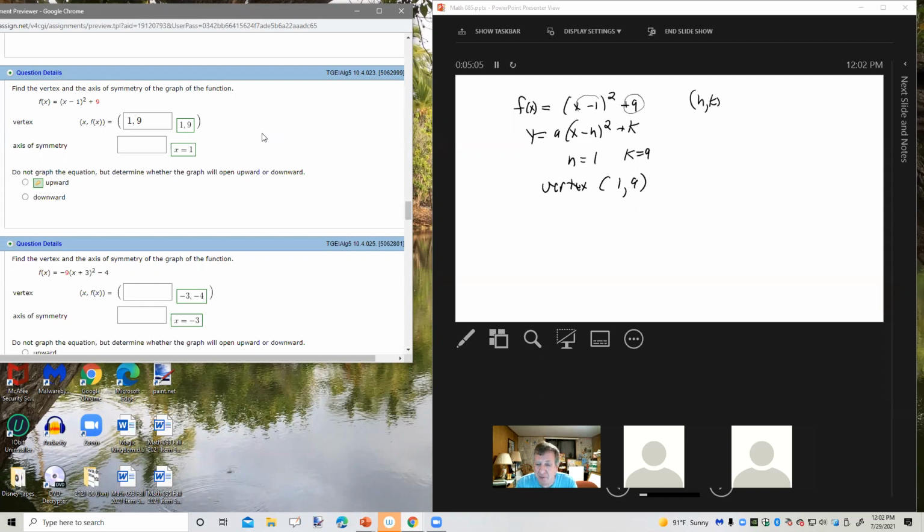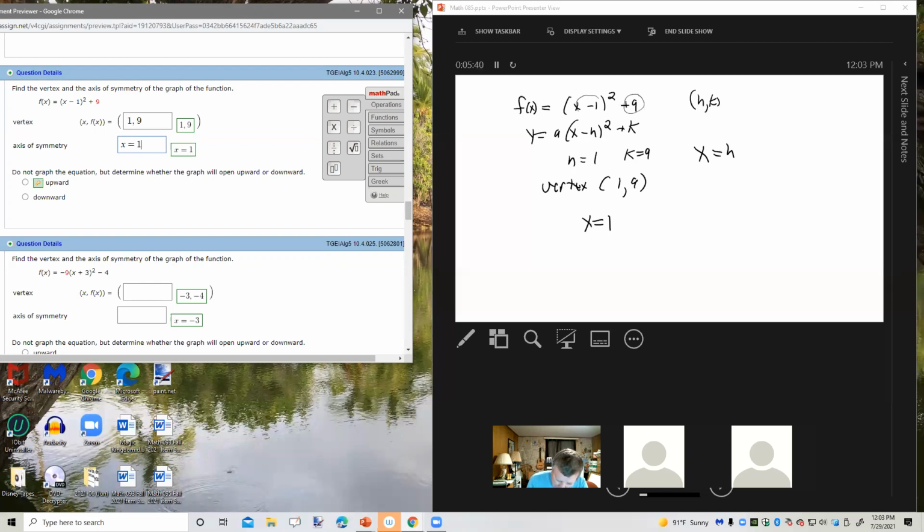Therefore, the axis of symmetry is the equation of a vertical line, which is going to be x equals whatever h is. So in this case, x equals 1. But time and time again, I'll get students who just put 1 in there, okay? And it's not 1, it's x equals 1. If you don't have the x equals in there, it will mark it wrong, okay? You've been forewarned.